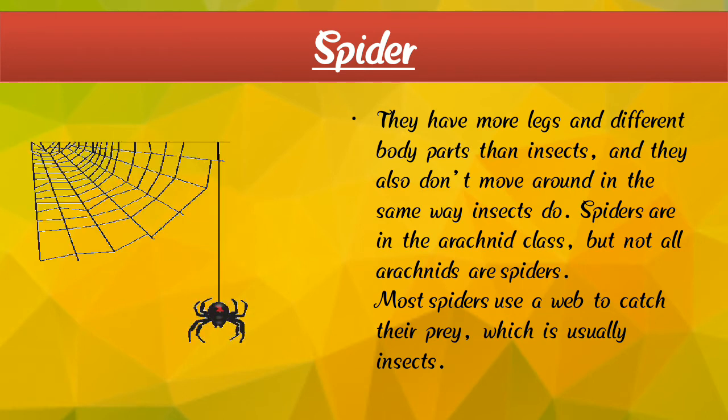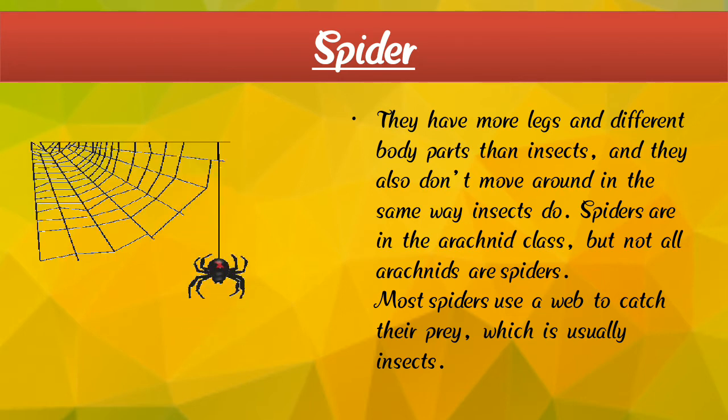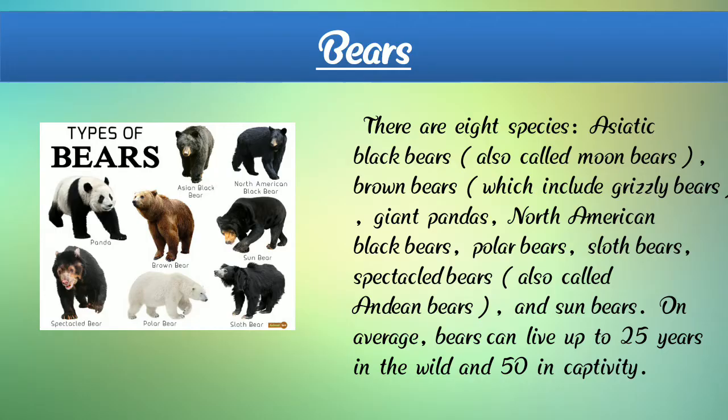So spiders have 8 legs, and a spider makes a web to catch its prey, which is usually an insect. So children, you all understand about spiders. Now next, bears.